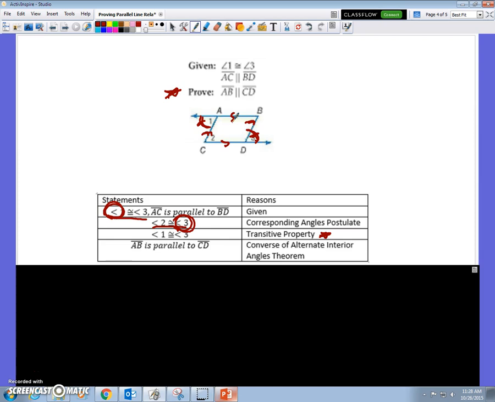So when we're trying to prove parallel lines, you're going to end up with a converse in there somewhere because we have to find multiple relationships of parallel lines.